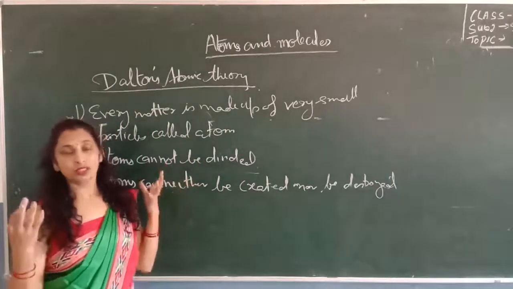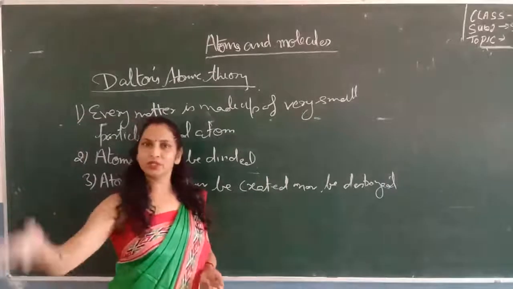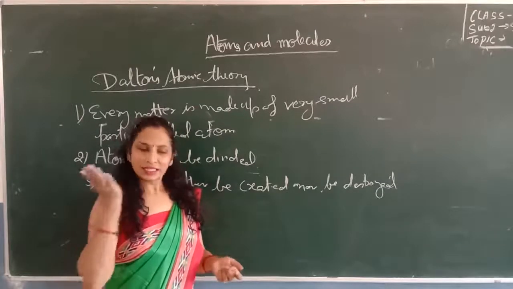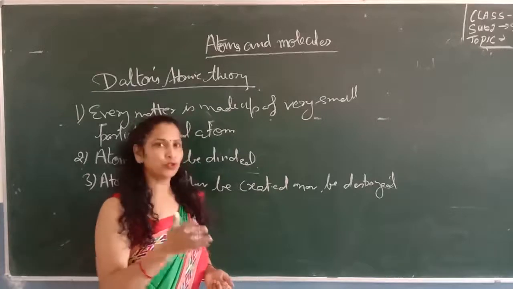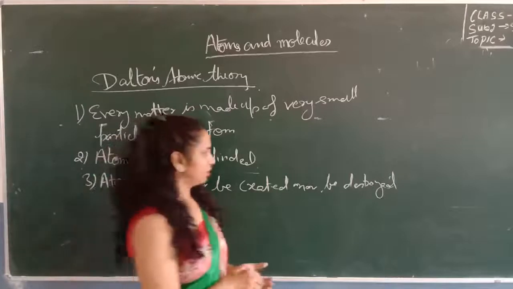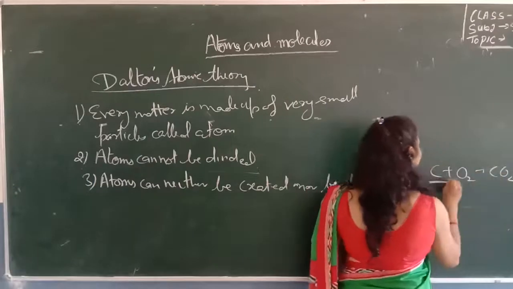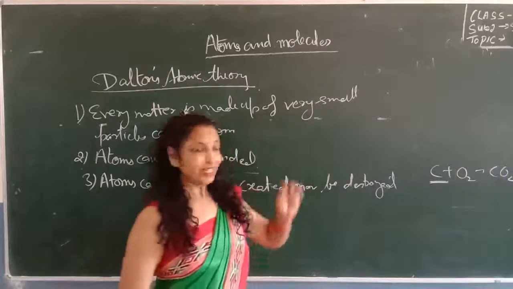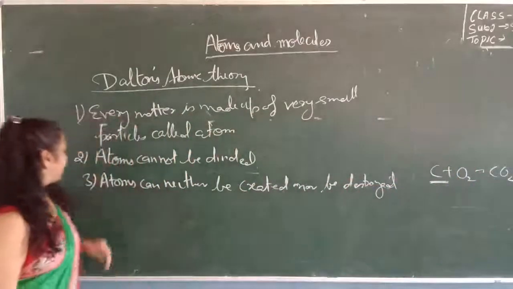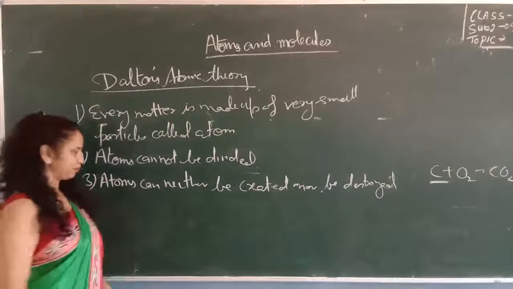One question which can be in your mind: if we burn this coal, it converts into carbon dioxide, then what about the carbon? The carbon atom will not get destroyed. It reacts with oxygen to form carbon dioxide. When coal reacts with oxygen, it forms carbon dioxide. So here the atom is not destroyed; it forms another molecule. So according to Dalton's theory, atoms can neither be created nor be destroyed.